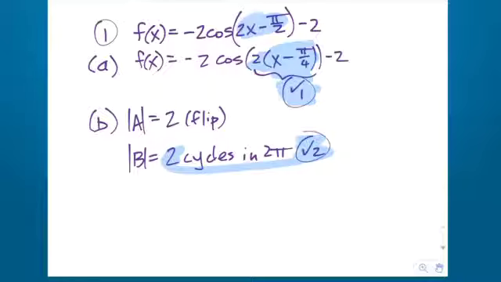2 cycles in 2 pi. So it is 2 cycles between 0 and 2 pi, but it could also be 2 cycles between pi halves and 3 pi halves, or I'm sorry, pi halves and 5 pi halves. So in any span of 2 pi. It doesn't have to be from 0 to 2 pi. In any span of 2 pi, you're going to see 2 complete cycles. So the answer in this case is just 2.